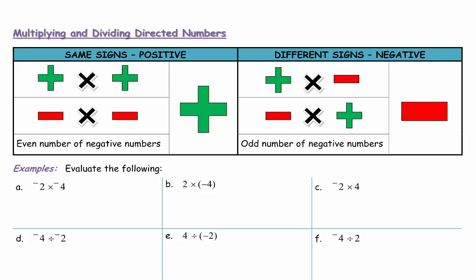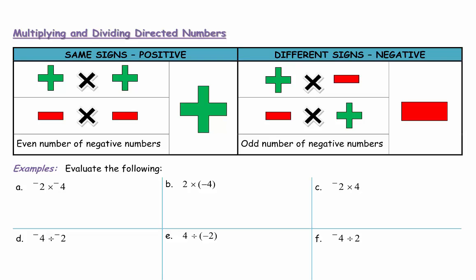This video goes through multiplying and dividing directed numbers, and similarly to adding and subtracting, if you have the same signs then it's positive, and if you have different signs it's negative. But the key here is that when adding and subtracting, those signs have to be next to each other. They're in the middle of the two terms. Here that's not the case.